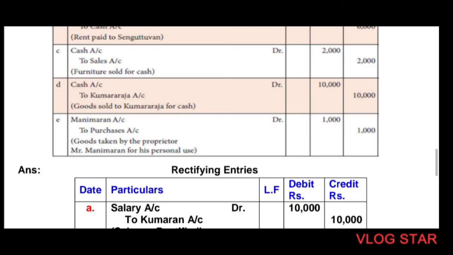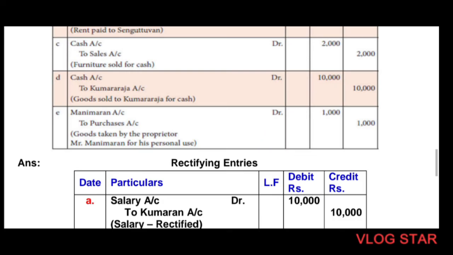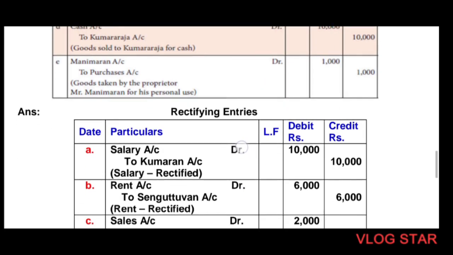What have we done? We sold furniture for cash. When we sold furniture, what comes in? Cash comes in. Because furniture is an asset, a furniture account should be created. So the answer is cash to furniture in the original entry. But instead of furniture, we wrote sales. So when sales is given in the question, we have to write on the opposite side.